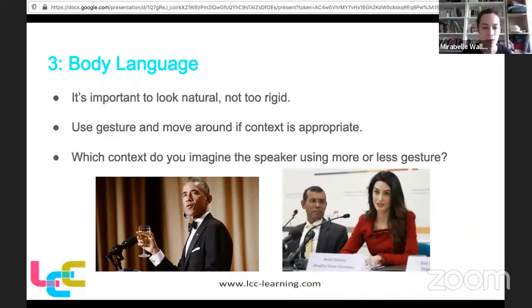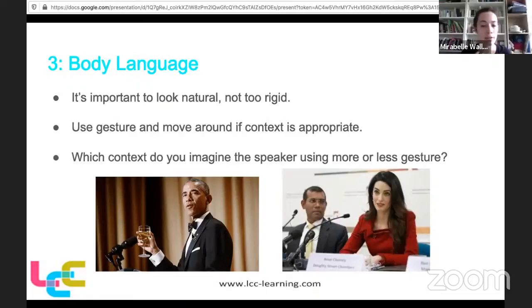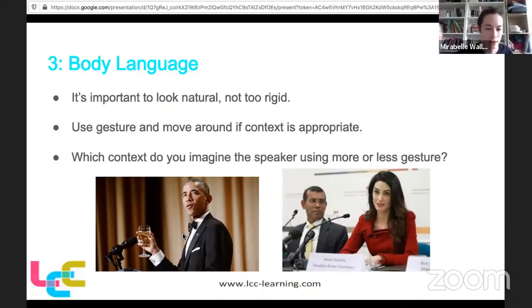So I've got two pictures for you here. Which context do you imagine the speaker using more or less gesture? So here on the left, we have the same picture that we saw on Monday, President Barack Obama at his White House Correspondents' Dinner, the final speech that he gave as president, where it was actually a very informal speech with lots of jokes. He came across like a stand-up comedian. And he did, in fact, use more gesture than normal. As you can see, he's sort of holding a glass of white wine quite elegantly there. He even kissed his fingers at the end of the speech and said, "Obama out." So he was quite animated during that speech.